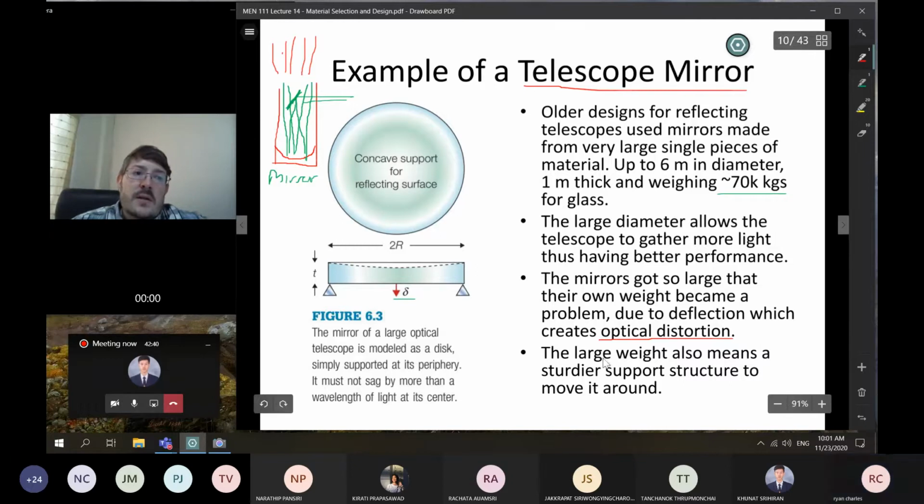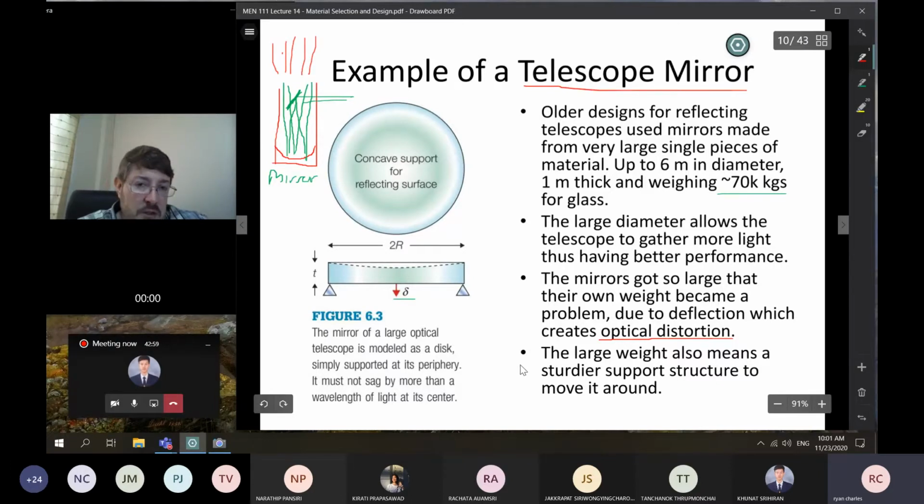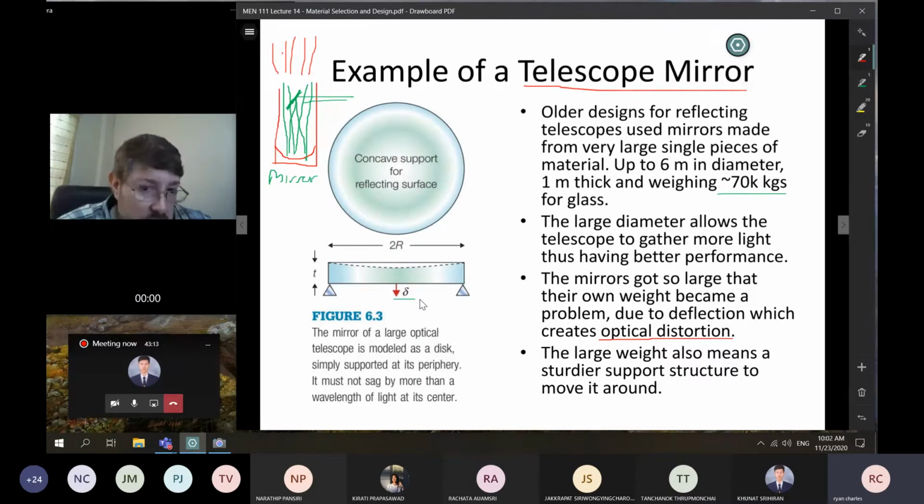So you needed a big support structure behind it to help hold the thing up. And so these things got bigger and bigger and heavier, and at some point it's just too much. So you have here a big piece of glass fixed on two ends, or in a ring. It has some thickness T, some diameter or radius, and perhaps some deflection. Maybe we can have some deflection, but perhaps there's a limit, and if we exceed that, it's no good.